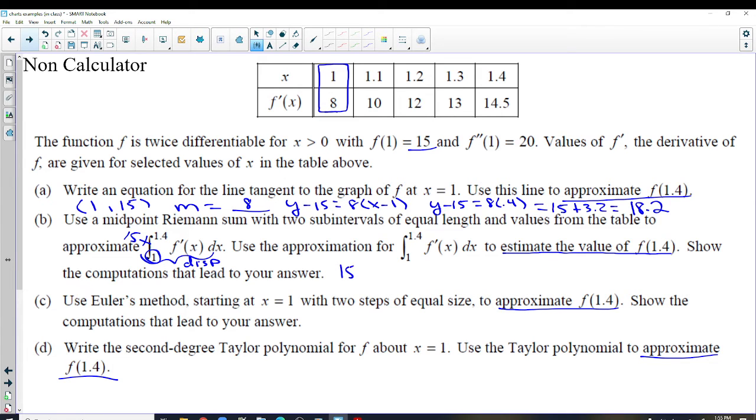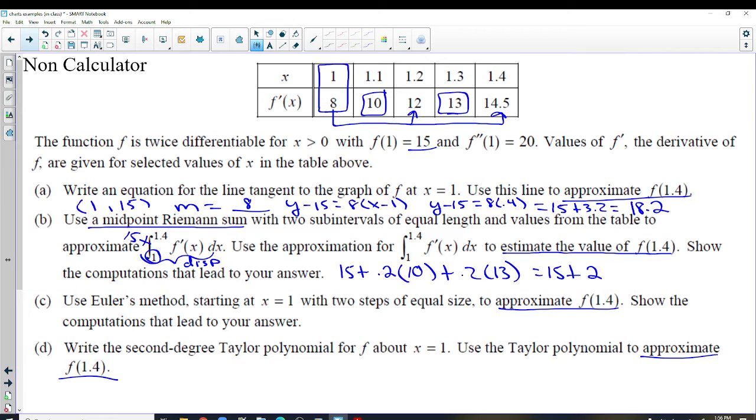So we need 15 plus, and it says a midpoint Riemann sum with 2 subintervals. So that means we're going to go from 1 to 1.2 and 1.2 to 1.4, so that we have this middle value that we skip. So from 1 to 1.2 is actually 0.2, and then the midpoint is 10 down the middle. And then from 1.2 to 1.4, that's 0.2, and then the middle is 13. So there's going to be your approximation right there. So 15 plus 2, plus 2.6. So 19.6.